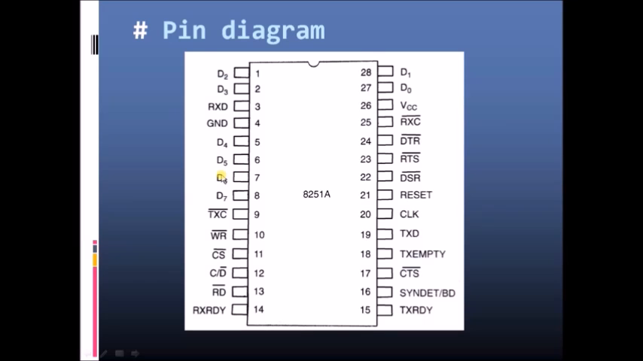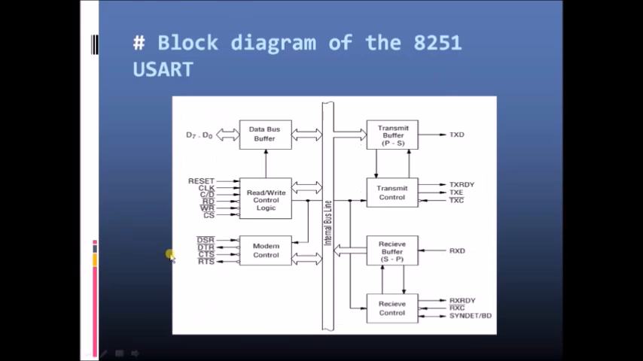Now each and every pin would have its own important functionality. Let us see those things. Before that, let us see the block diagram of the 8251 USART. As you can see, this is the block diagram of 8251, where the data bus buffer has an 8-bit data bus. Now this data bus would be interfacing or connected to the system bus of the processor.